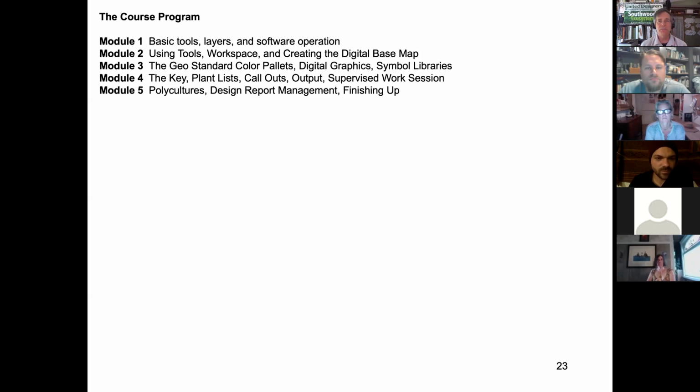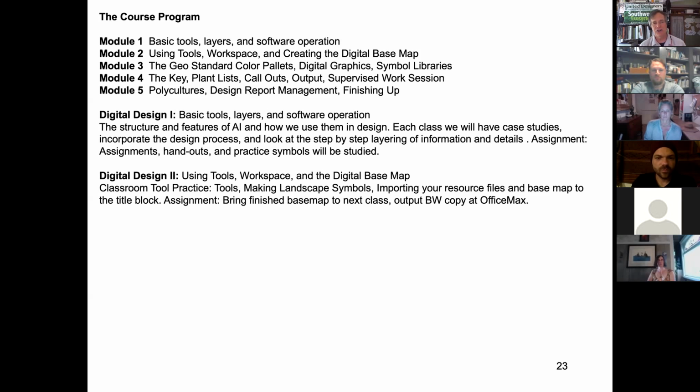So module 1 is basic tools, layers, and the software operation. We're building progressive skills here. We're going to start with the tools, how to make a circle, how to make a square, how those things work together, and all the different things that we can do with those. And we're also going to be using the tools and how to develop the workspace. So we're going to go right from that menu, working the tools, to then broadening out: okay, now we have this workspace, how do we use those tools to create a map? And that would be our second module.